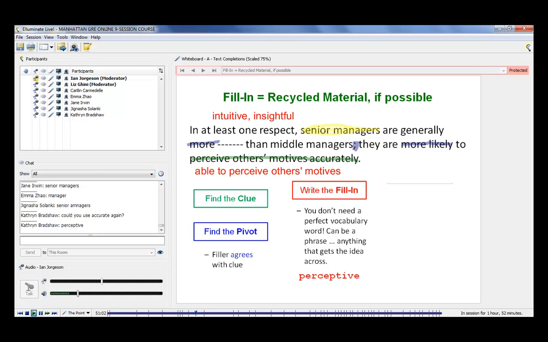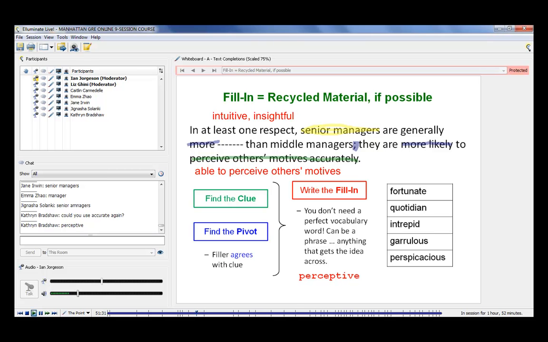So if you saw it as intuitive or insightful, that's great. But if you saw it as perceptive or just the whole phrase repeating, able to perceive others' motives, that's great too, because the point of the fill-in isn't to guess the right answer. The point of the fill-in is to describe what sort of word the right answer should look like so that we can eliminate the wrong answers. Okay, let's go ahead and take a look at these answer choices then.